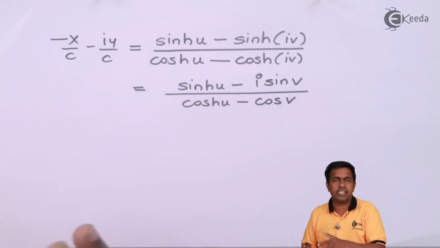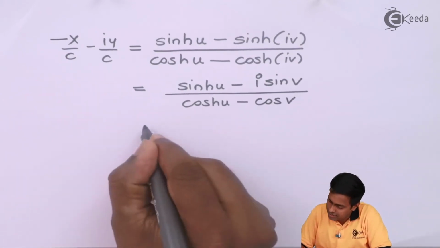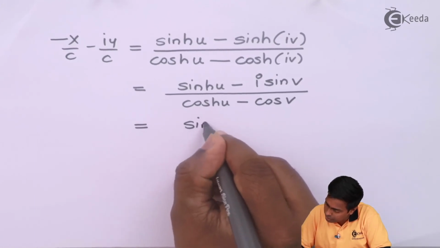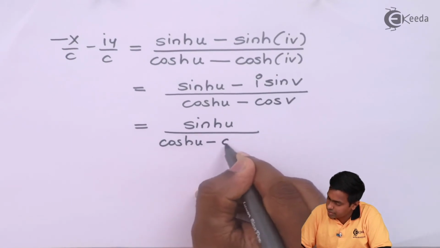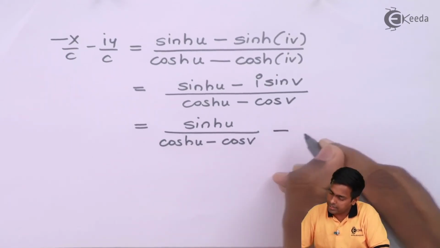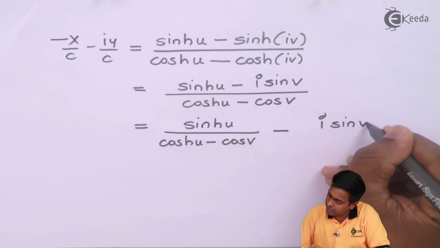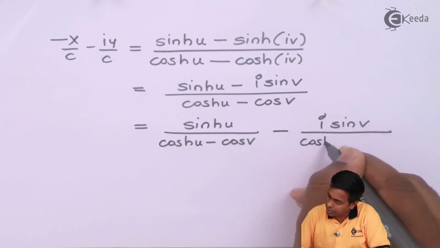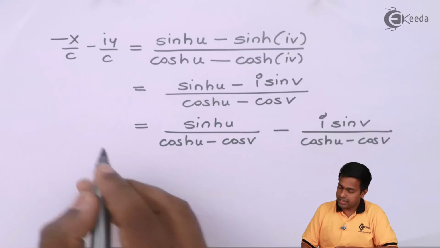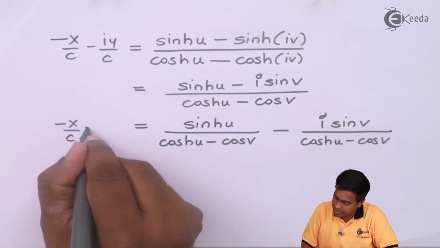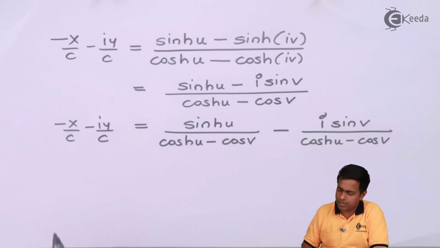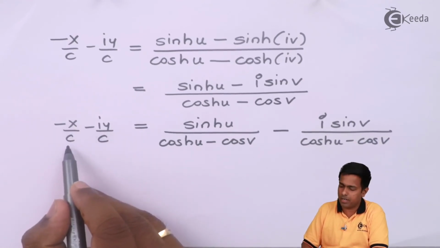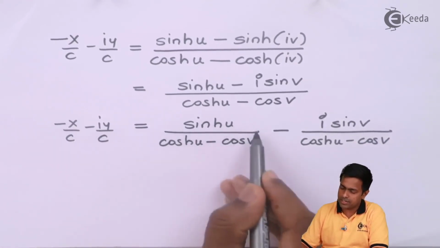Now guys, let's separate this into real and imaginary parts. So this will become hyperbolic sine u upon hyperbolic cos u minus cos v, minus i sine v upon hyperbolic cos u minus cos v. Now let's see the left hand side, which is minus x by c minus iy by c. Now guys, here we got real and imaginary parts on both sides. Now let's compare the real part with real part. So minus x by c is a real part. If I compare with this, so this is a real part.